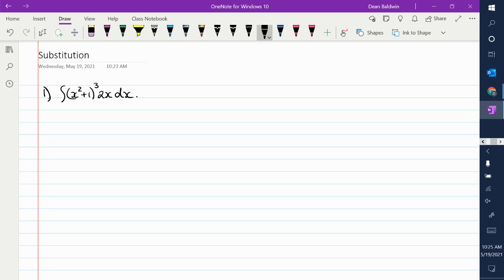Okay, so you could multiply this out. X squared plus 1 times x squared plus 1 times x squared plus 1 times x, or 2x. That's going to take forever. But you could do that. But there is a faster way to do this, and it's called substitution. So what you do, we call it U substitution in the book, but you can use any variable you want, okay?